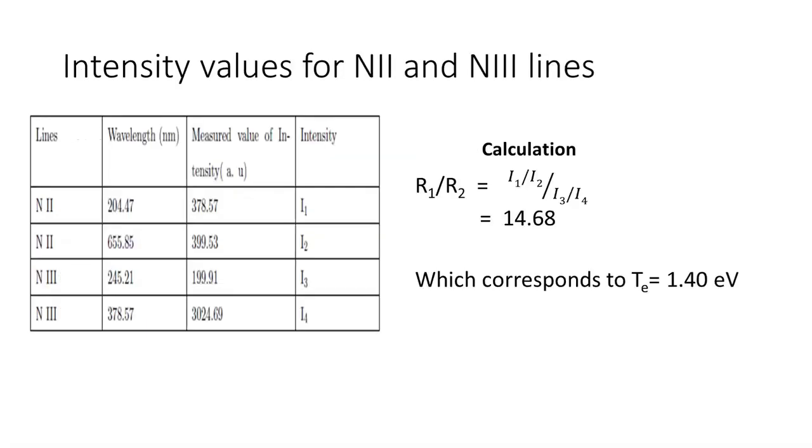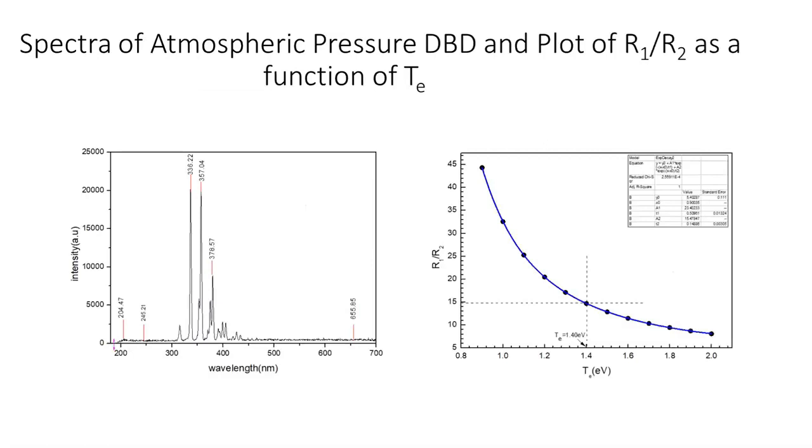And here the given table shows the intensity values corresponding to different wavelengths for nitrogen second and nitrogen third lines, and from the observations of the table we can get an intensity ratio of about 14.68, which corresponds to an electron temperature of 1.40 electron volt. And this is the spectra of atmospheric pressure dielectric barrier discharge in the range of 180 nanometer to 700 nanometer at 1 kilovolt having 1% HNO3 solution.